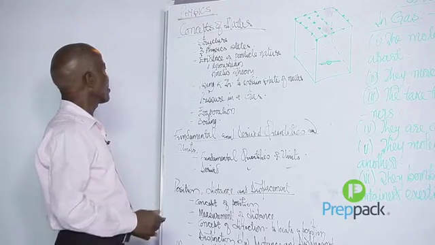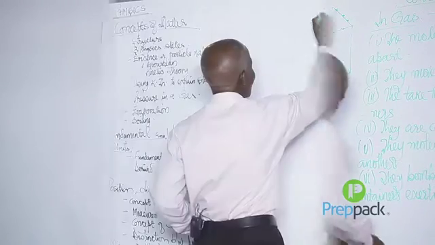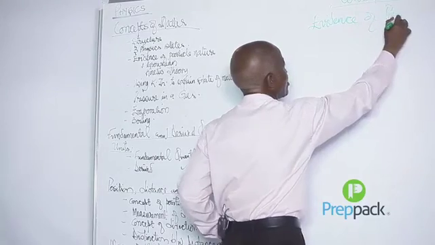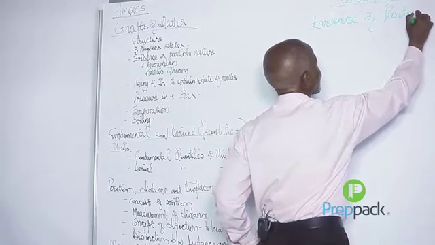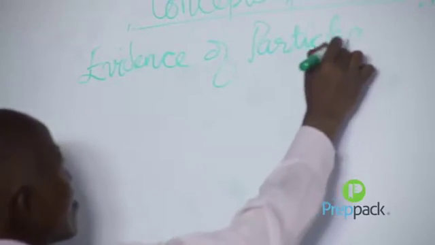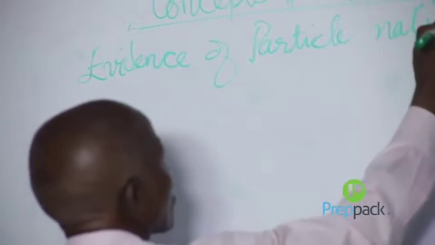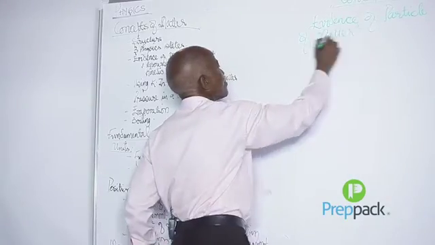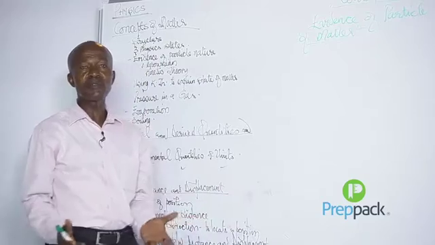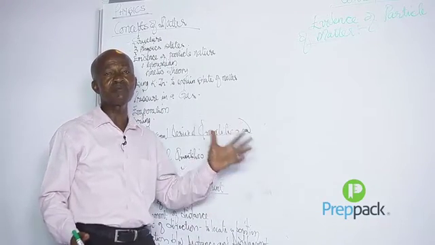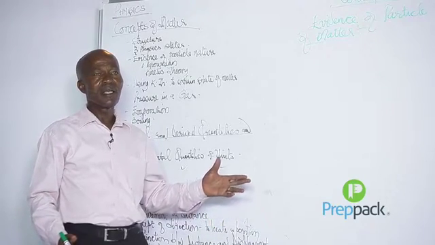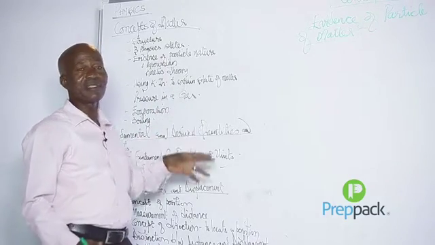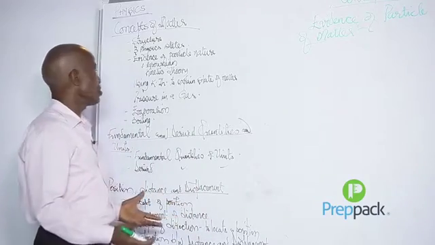So, evidence of particle nature of matter. You see, the evidence could be shown using the method we refer to as Brownian motion. See, a British scientist called Brown developed this, and it was named after him, the Brownian motion.